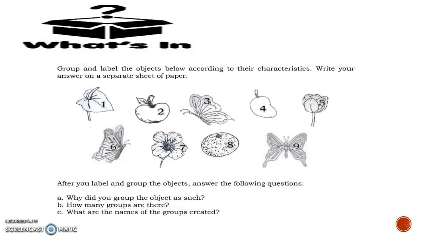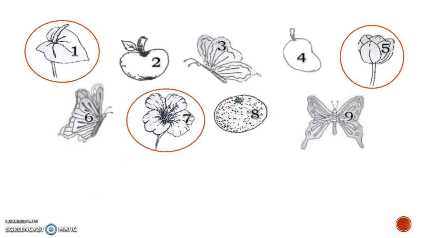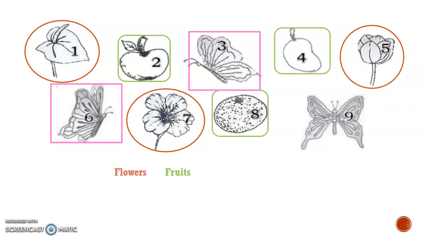So why did you group the objects as such? Because we grouped them according to their characteristics. And B, how many groups are there? As you can see, there are three groups, which are flowers, fruits, and butterflies. And what are the names of the groups that we created? Of course, I already mentioned: flowers, fruits, and butterflies. So we created three groups based on the earlier instruction, since we cannot interact with each other.